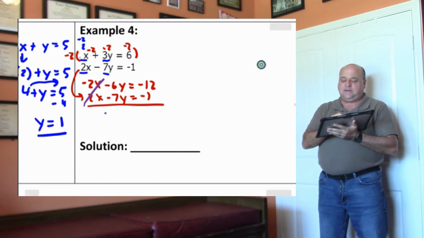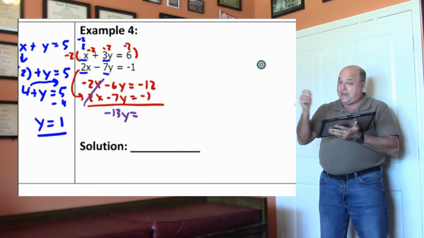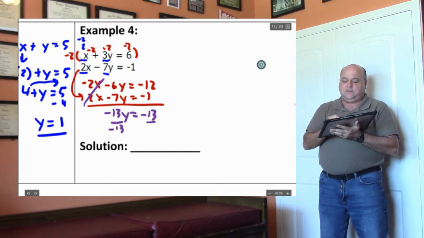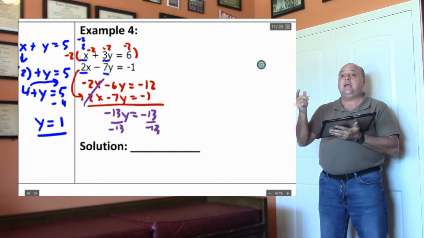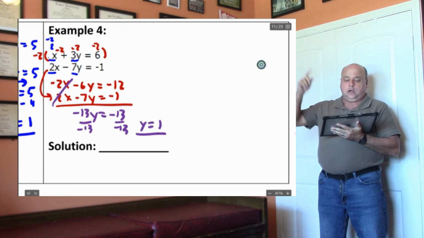Negative 6 minus 7 is a negative 13y. Negative 12 minus 1, you're going to add and keep the sign, negative 13. Divide both sides by negative 13. 2 negatives makes a positive. You'll get y equal 1. Go up to the top.